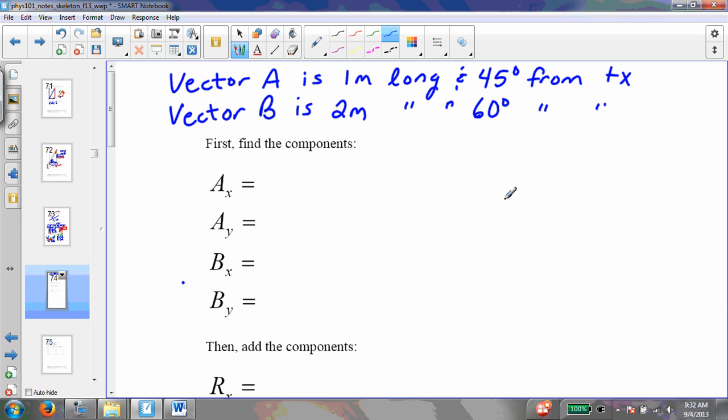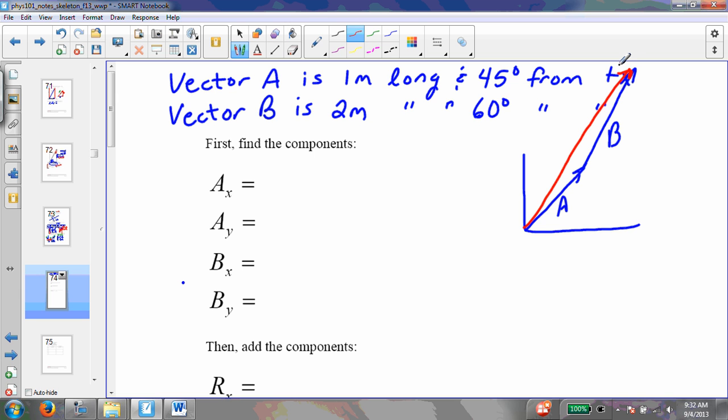So if I were to draw this, it would look like this. My vector A is 45 degrees, and it's 1 meter, and then vector B is twice as long. So something like that, vector A and vector B. And I want to know what is A plus B. I want to know what is this vector, A plus B. My first thing to do is just to find the components. I want to know what is R, and R is equal to A plus B, the sum of A plus B. So first I want to find the components of A and B.